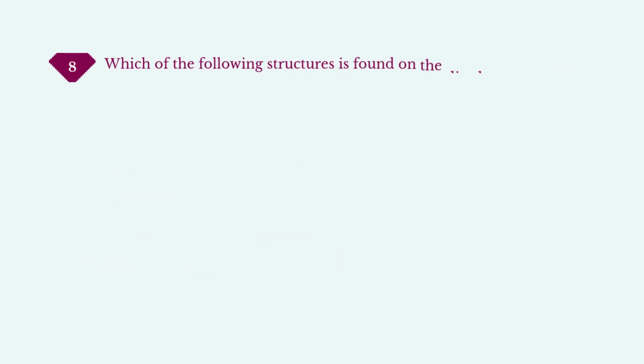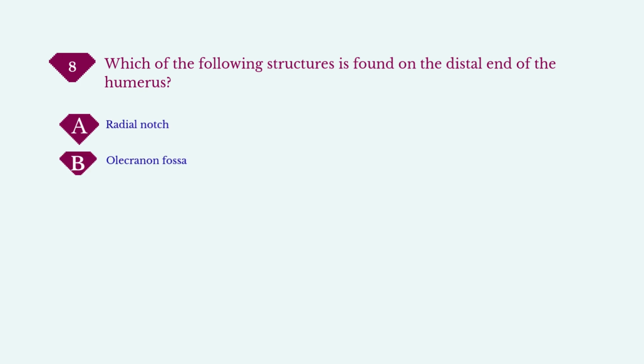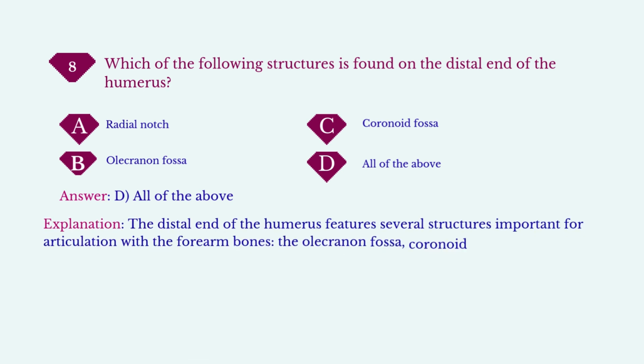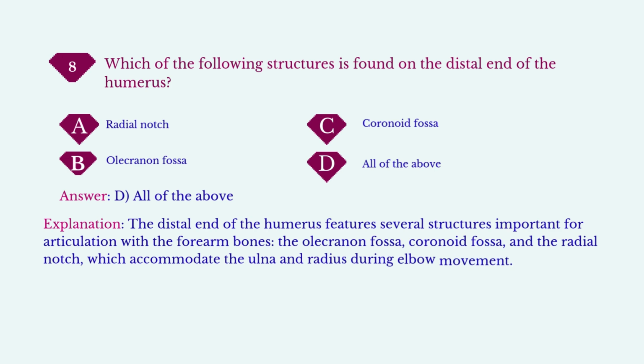Which of the following structures is found on the distal end of the humerus? A. Radial notch. B. Olecranon fossa. C. Coronoid fossa. D. All of the above. Answer: D. All of the above. Explanation: the distal end of the humerus features several structures important for articulation with the forearm bones: the olecranon fossa, coronoid fossa, and the radial notch, which accommodate the ulna and radius during elbow movement.